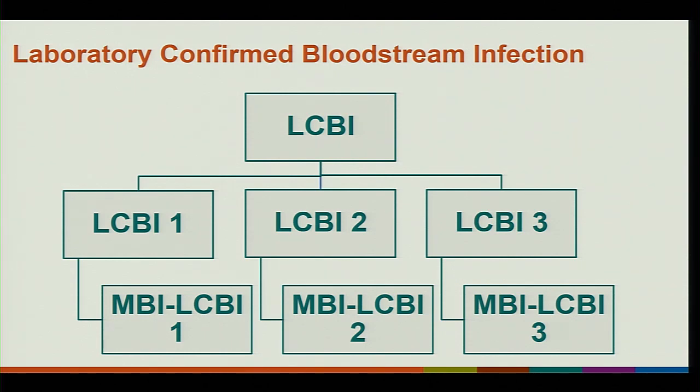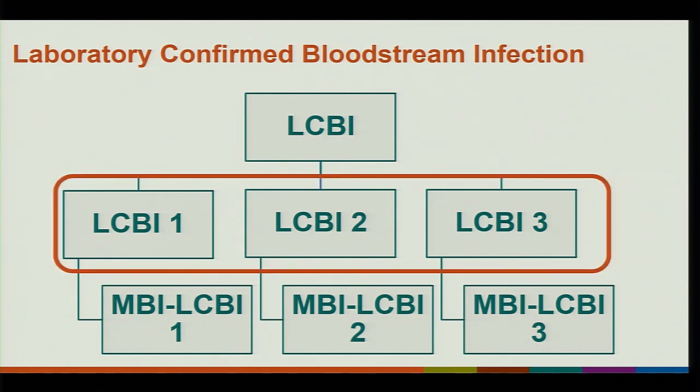Now, I will discuss LCBI criteria. This is the hierarchy for laboratory-confirmed bloodstream infections. As mentioned earlier, all BSIs are either a primary source of infection or secondary to another site-specific infection, like your urinary tract infections, your surgical site infections, your ventilator-associated events, pneumonias, or any of the Chapter 17 definitions. There are three different LCBI criteria: LCBI 1, LCBI 2, and LCBI 3.